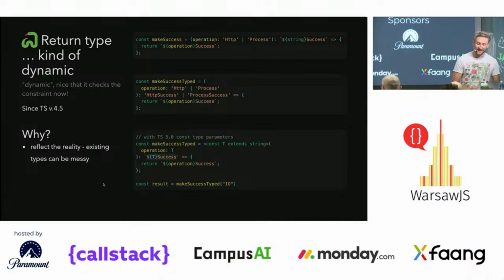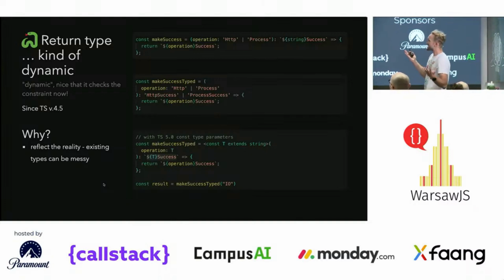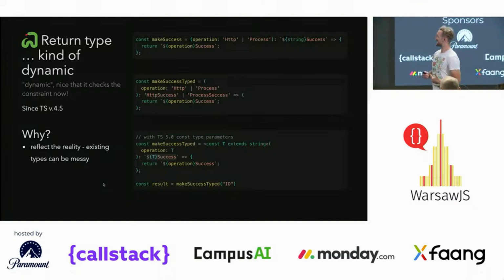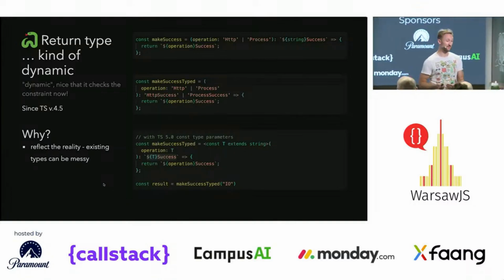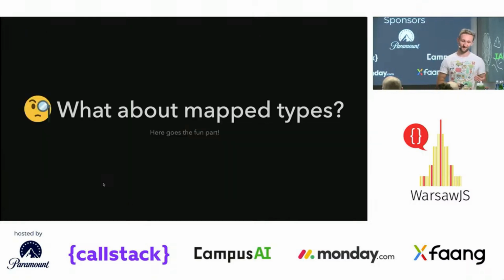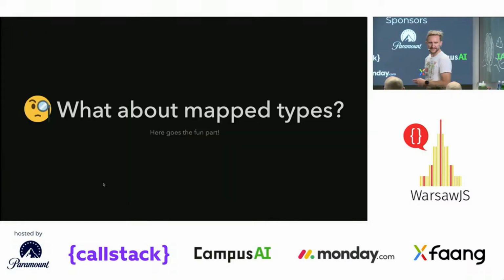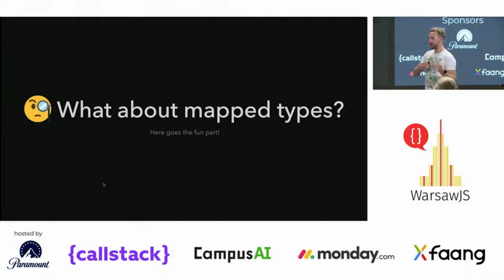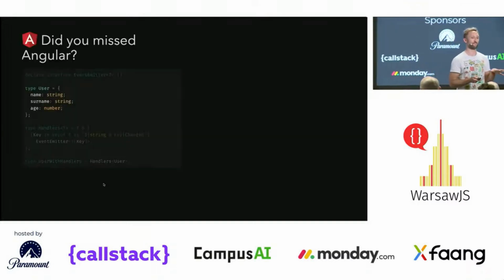Really nice one. And why actually use it? To reflect reality, because existing types can be pretty messy. So fight with the mess. And what about the map types? We saw one example, but in general, here comes the fun part.